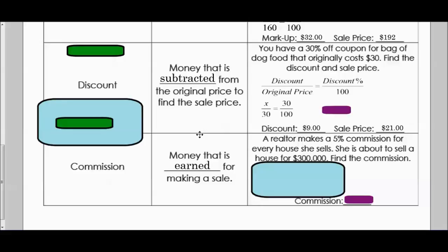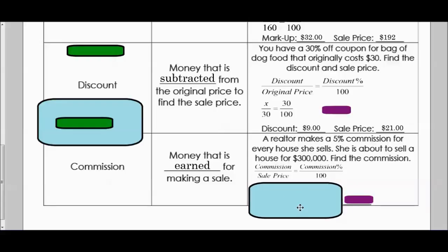A realtor makes 5% commission for every house she sells. She's about to sell a house for $300,000. Find the commission. So this is how much she's going to make. We're going to set this proportion up the same way. The commission percent over 100. That lines up with the commission.